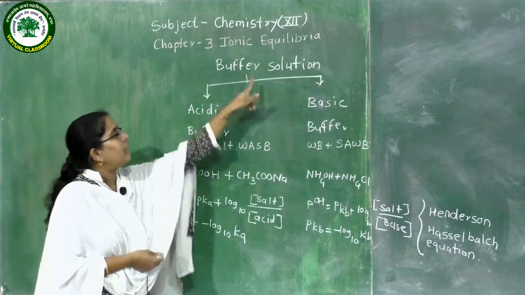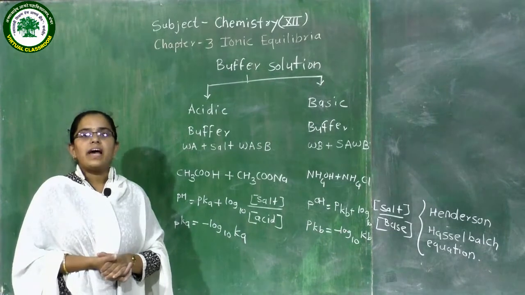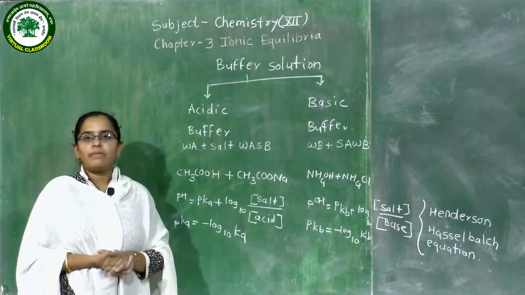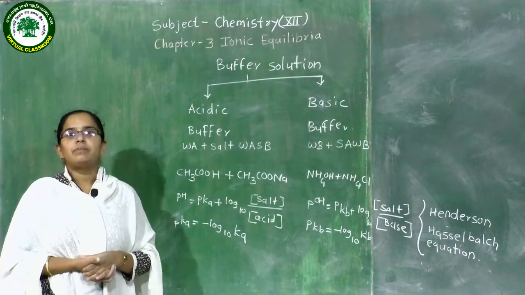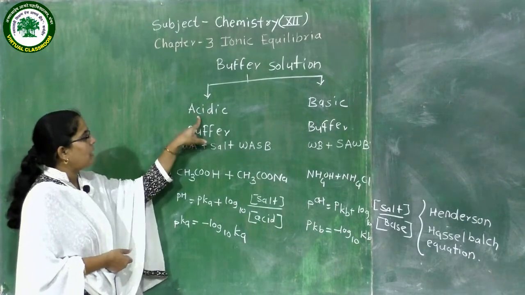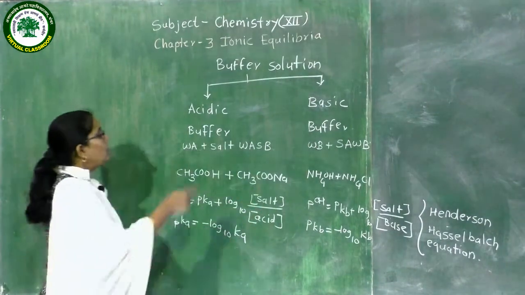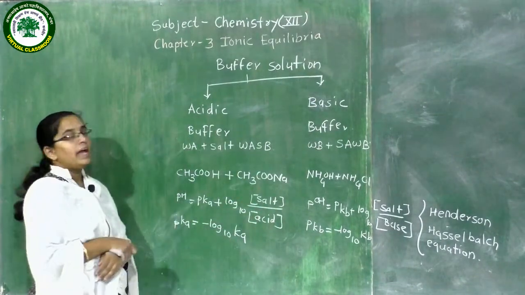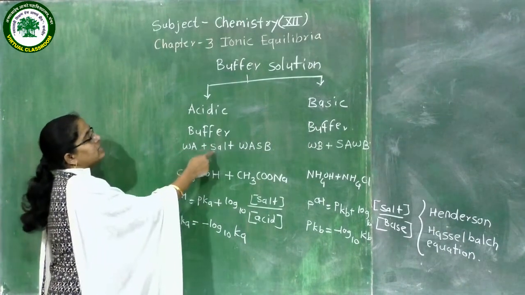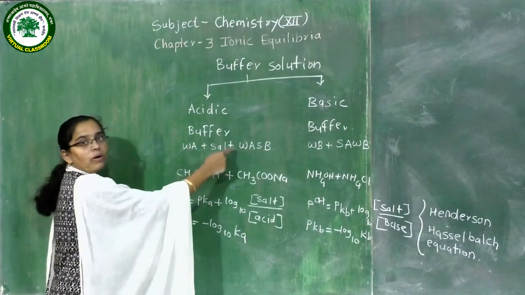How will you define a buffer solution? Buffer solutions are solutions which resist drastic changes in pH by adding a small amount of acid or base, or sometimes water. Now buffer solutions are classified into two types, acidic buffer solution and basic buffer solution. Now what is an acidic buffer solution? An acidic buffer solution contains a weak acid and its salt of strong base.